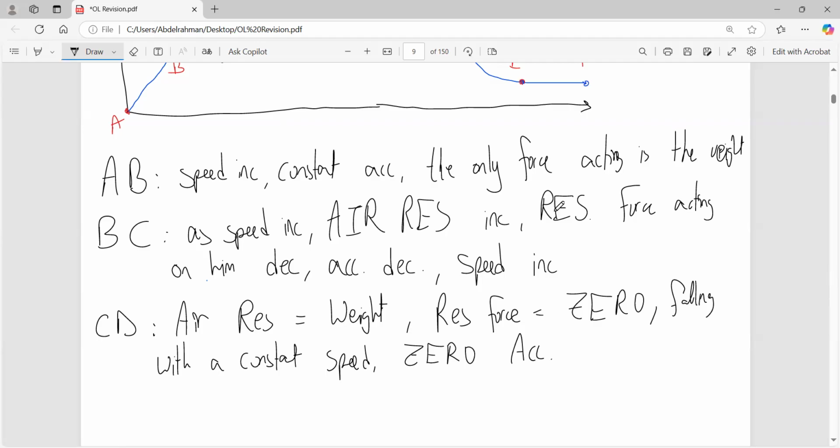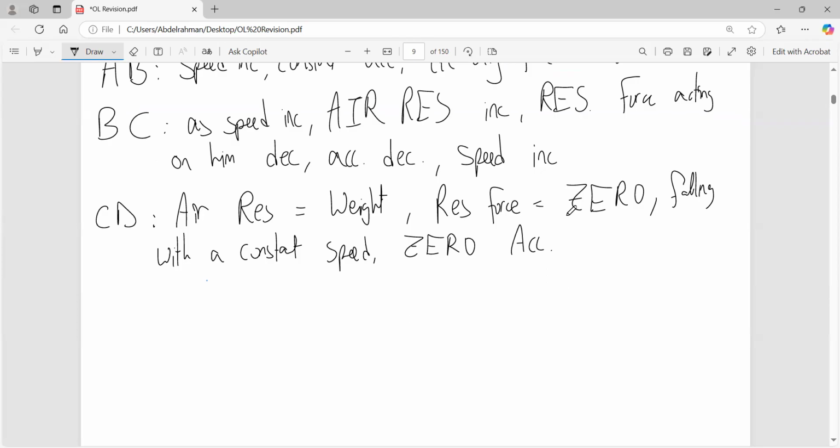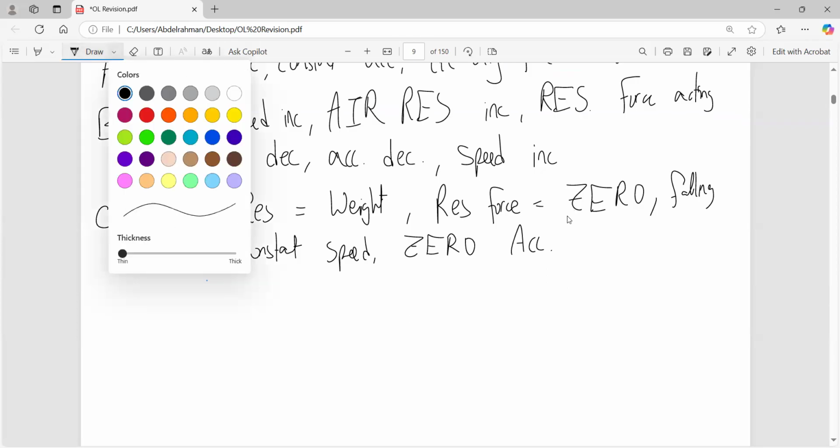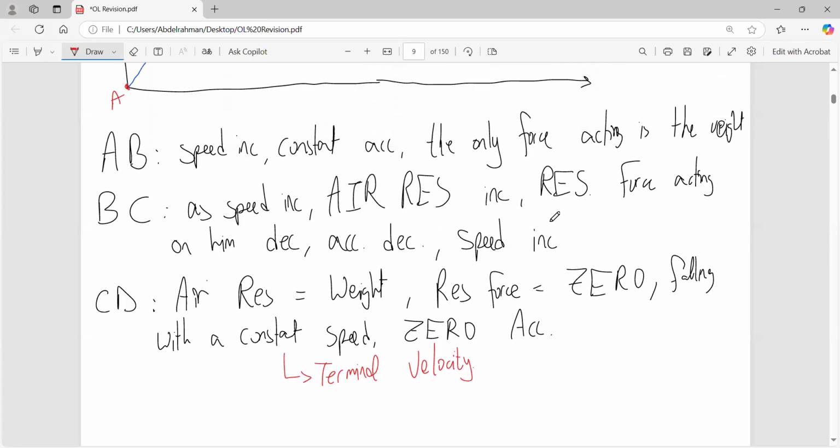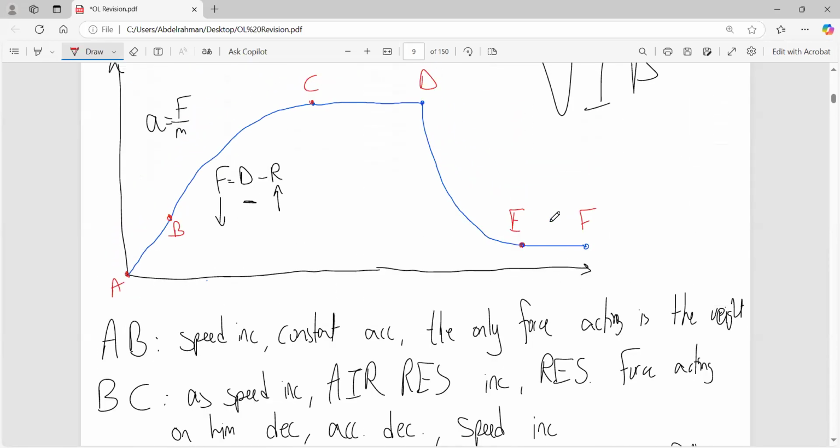There's another terminology for this constant speed. It's called terminal velocity. Terminal velocity is when he's falling with a constant speed in the air. The problem is this terminal velocity, this constant speed from C to D, is too high. If he hits the ground with this speed, he would probably not survive.